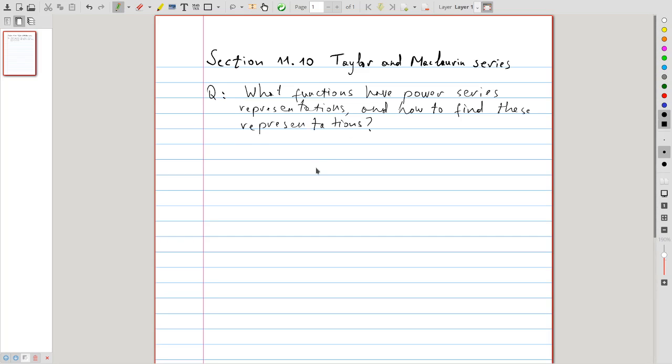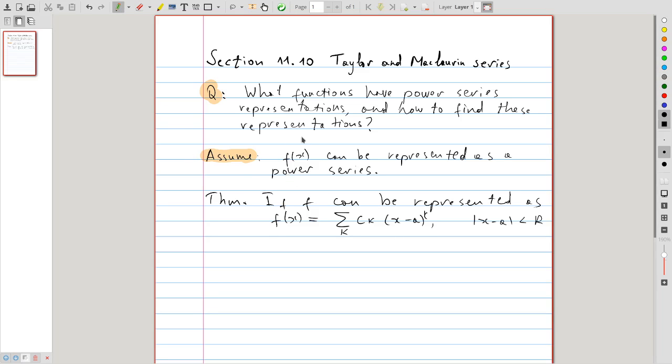In this section, we will give a partial answer to this question by first assuming that f of x can be represented as a power series. So let's say we have a function f of x which we know can be represented as a power series. Turns out that for such a function we have the following theorem.